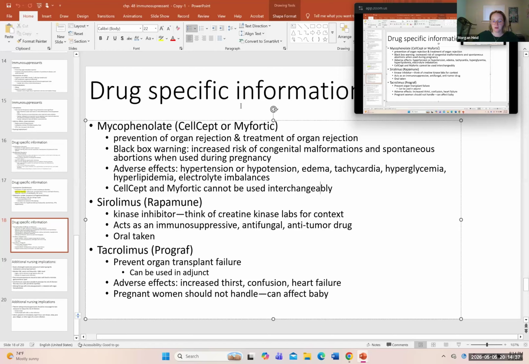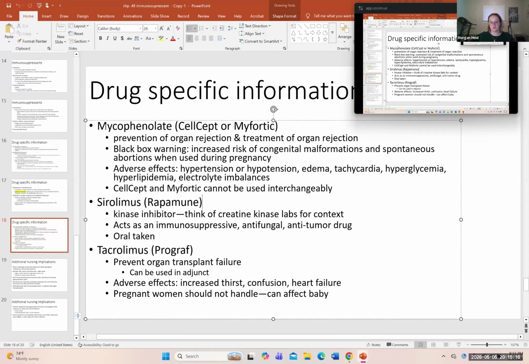The black box warning here is that it can basically cause spontaneous abortions. So it can give you a miscarriage, and it can cause damage to your fetus. If it doesn't kill it, it will severely damage it. So not good for pregnancy. And then the adverse effects that these two have would be fluctuations in blood pressure. That's why hypertension and hypotension are listed. Swelling, fast heart rate, high blood sugar, high cholesterol, and electrolyte issues.